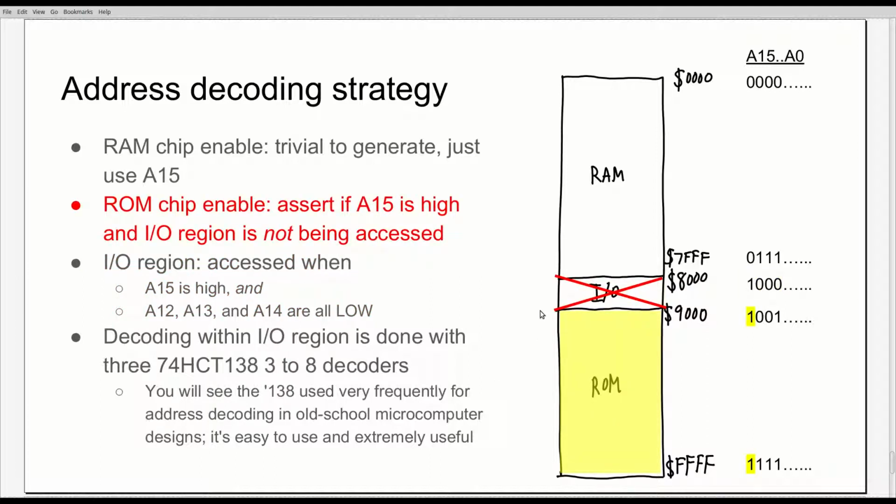So finally, we have the ROM. We need to generate a chip enable for the ROM. And essentially, the ROM is mapped into all of the addresses in the high 32K part of the address space that are not part of the I/O region. So basically, the way to generate the chip enable for the ROM is that A15 must be high because all of the addresses that access the ROM have A15 high, but we have to exclude the addresses that are part of the I/O region. And so essentially, if A15 is high, but we know that the I/O region is not being accessed, that means it's an access to the ROM, and the ROM's chip enable should be asserted.